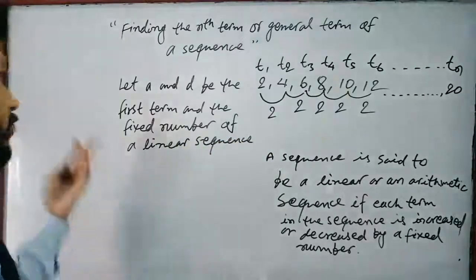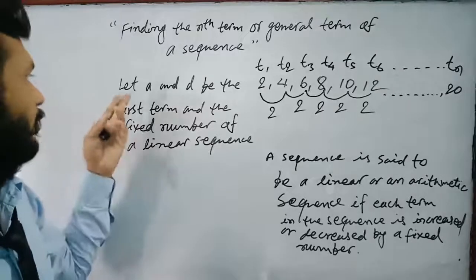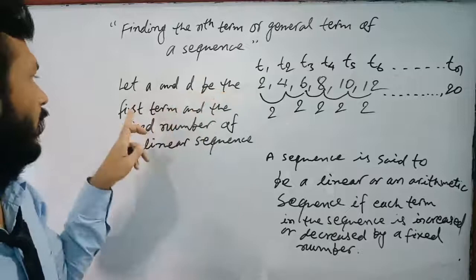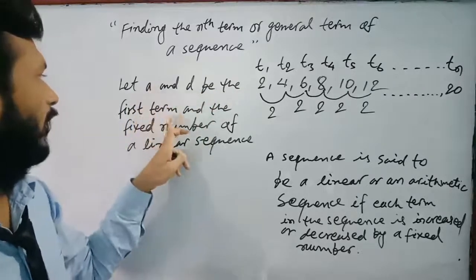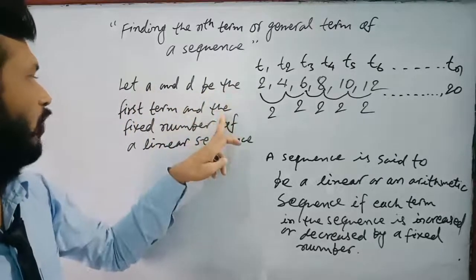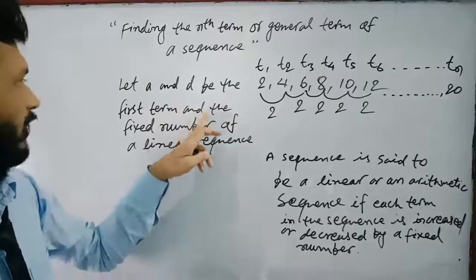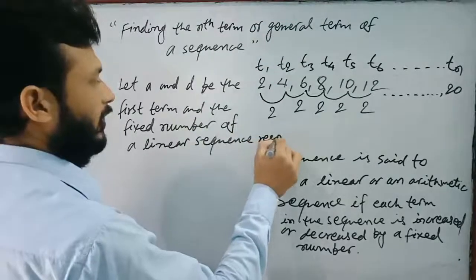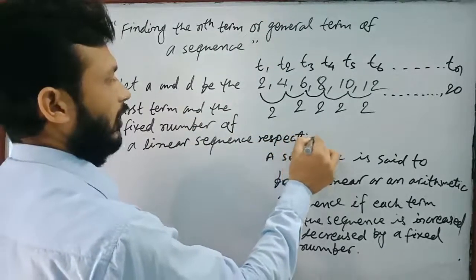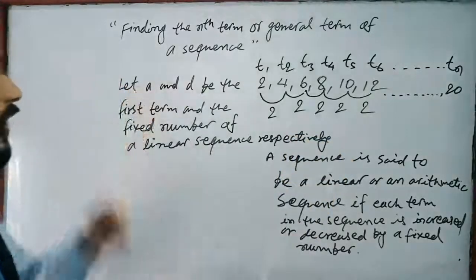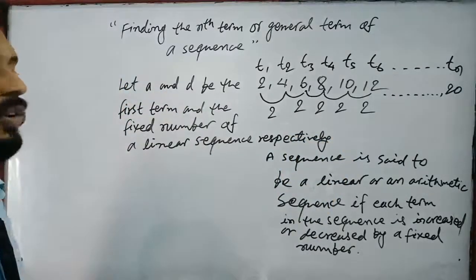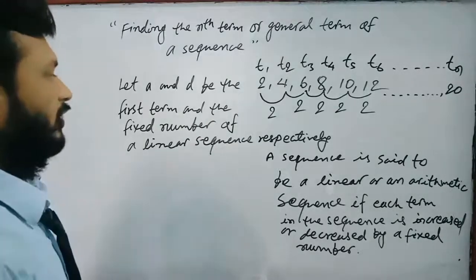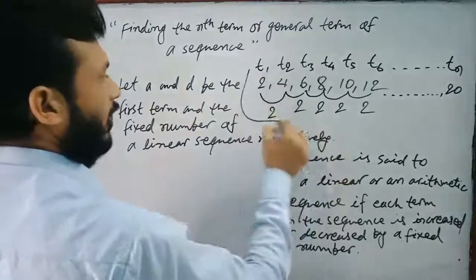Are you clear? Let's see. Let A and D be the first term. A is the first term and D is the fixed number of a linear sequence respectively. Understood? Are you clear? कुनै sequence को A र D, A भनेपछि first term हो, D भनेको fixed number हो.